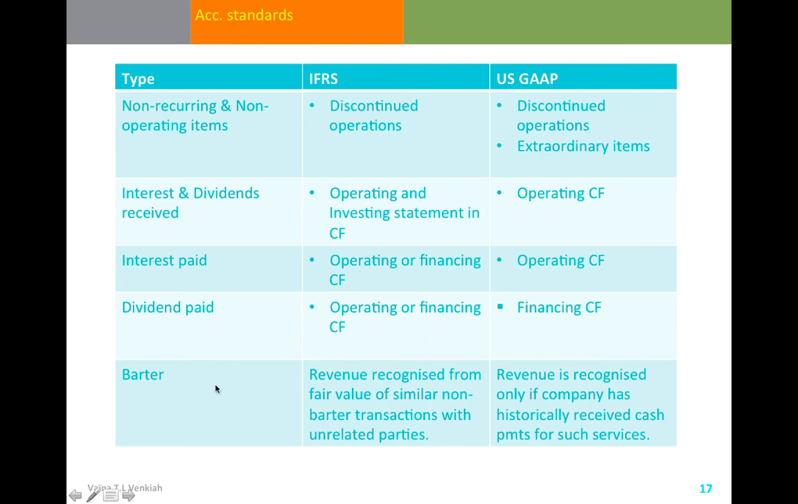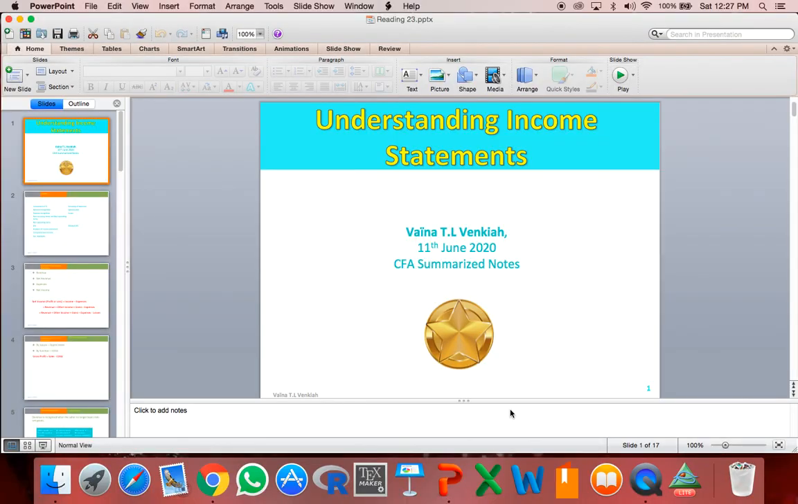Usually in the barter system under IFRS, revenue is recognized from the fair value of similar non-barter transactions with unrelated parties, whereas under GAAP, revenue is recognized only if the company has historically received cash payments for such services.